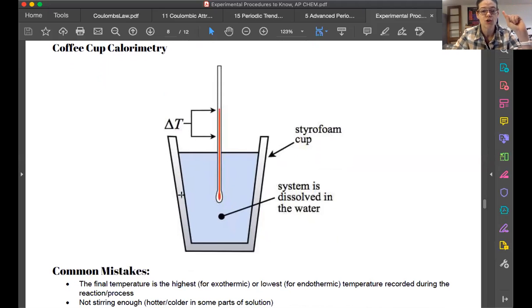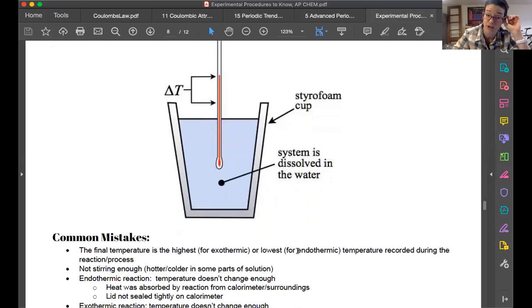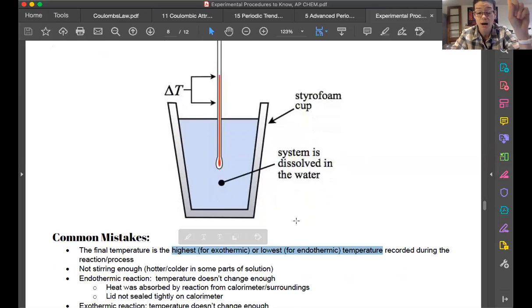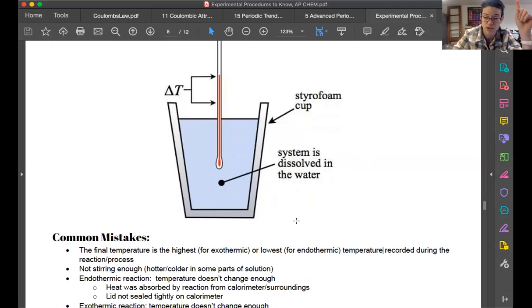So remember, you've got stuff in the cup. You are measuring the liquid in the cup. The liquid in the cup is water, and the liquid in the cup is the surroundings. So one of the things you're always going to have to remember is flipping your sign. You need to remember the difference between exothermic and endothermic, right? So if your temperature goes up, it's exothermic. If your temperature goes down, it's endothermic.